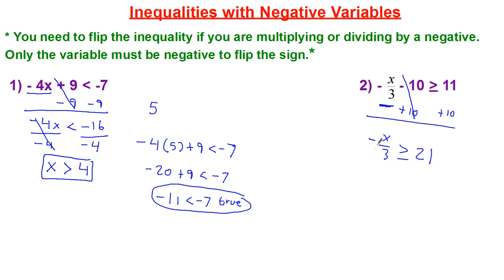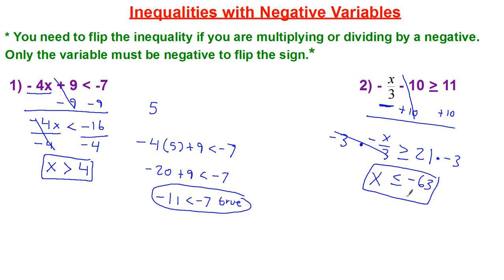Okay, this is a division problem, so I'm going to have to multiply. Let me multiply by negative 3 and multiply by negative 3. It has to be multiplied by negative 3 instead of just a positive 3 because I want this negative out of there. Okay, so now I have x. Since I just multiplied by a negative, I'm going to have to flip the sign. So 21 times negative 3 is equal to negative 63. So x has to be less than or equal to negative 63.